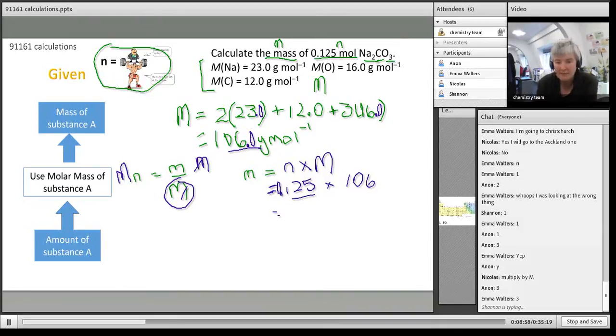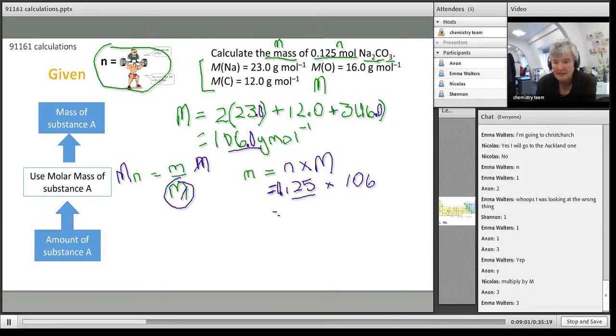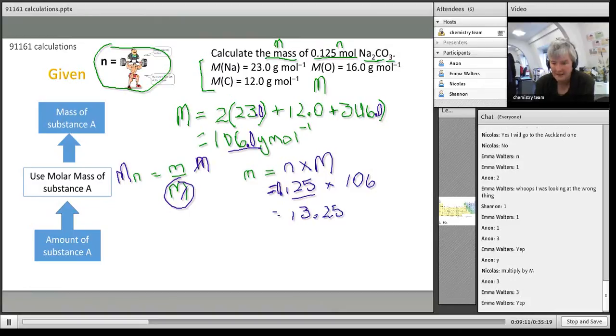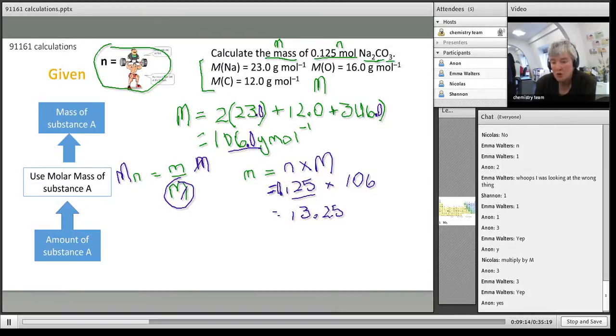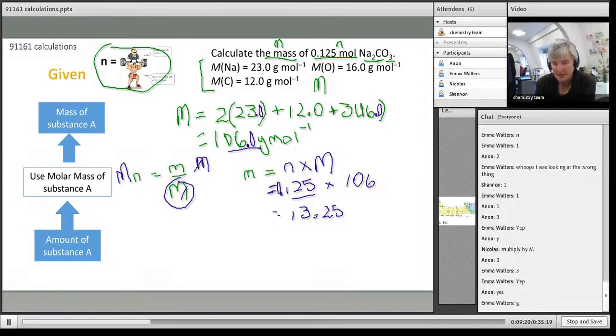Shannon is typing. Okay, I get 13.25. Okay, now what is your unit first of all? Grams. Okay, and it is grams because we've had grams per mole and we've had moles, so the moles cancel out, leaving me with grams.